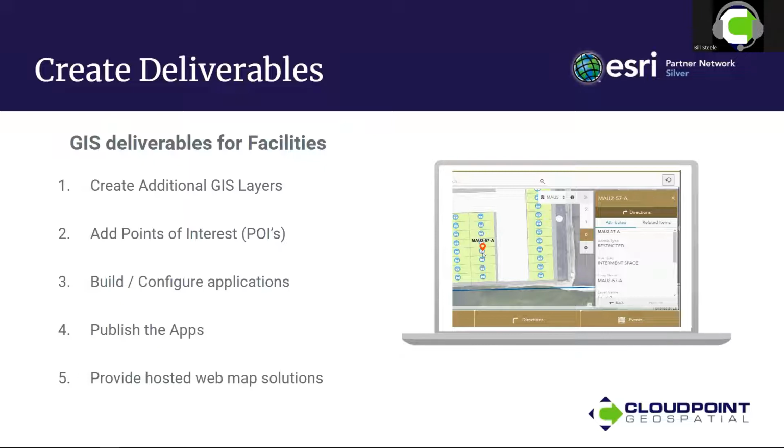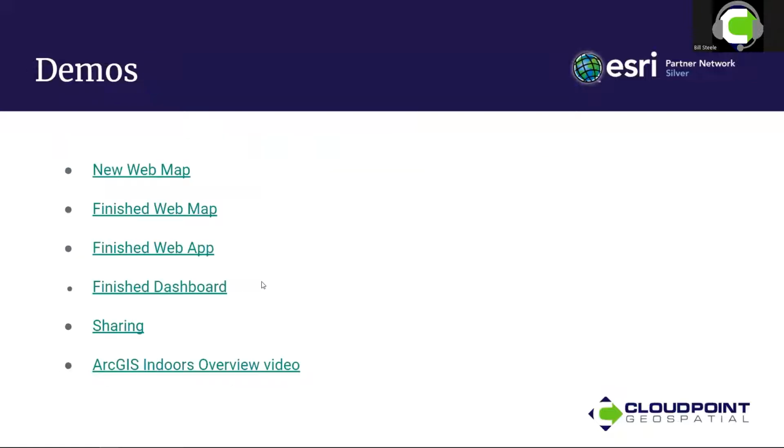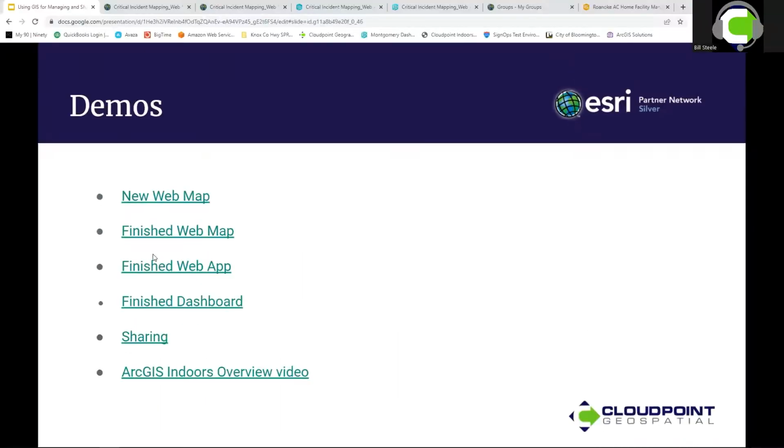And then we're going to build and configure the applications for our use. Then we're going to publish those and make them available to others that are needing access to those. And then finally, if folks need to, we provide a hosted web mapping solution for them where they can just have it updated and available as needed. So I want to get into the examples here, and we're going to start off with a blank web map, and we're going to show how we can use that web map to build out our information for the critical incident mapping. So let me do that here.